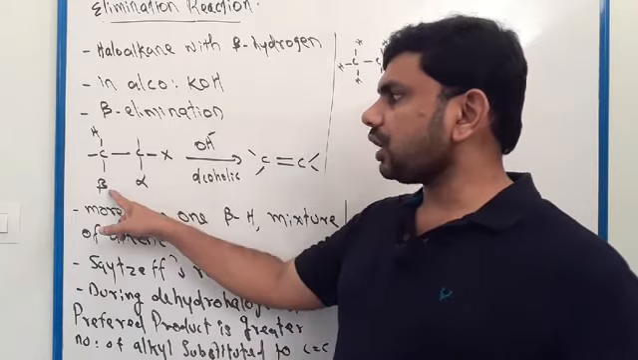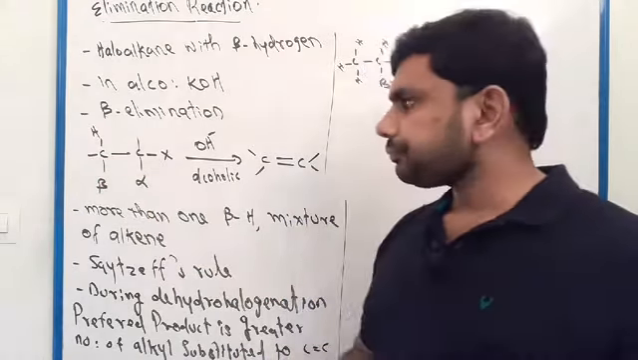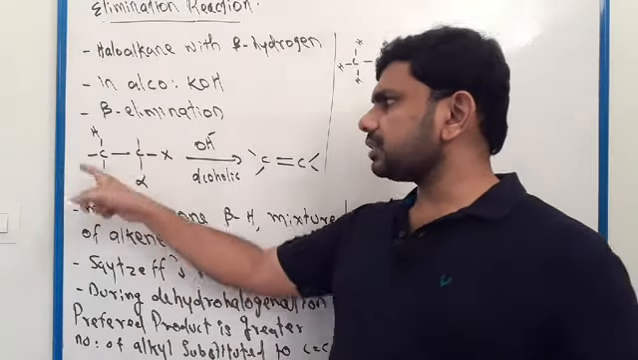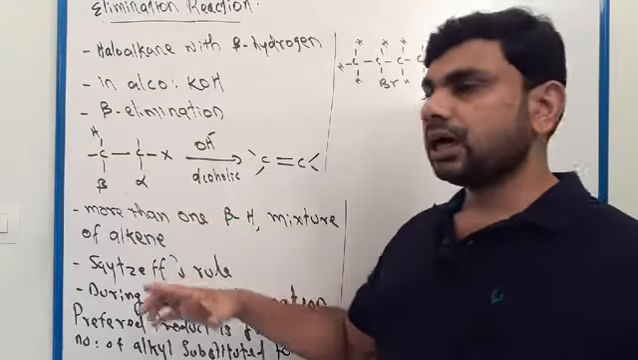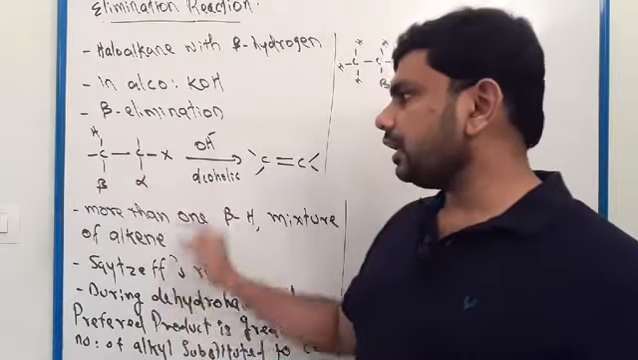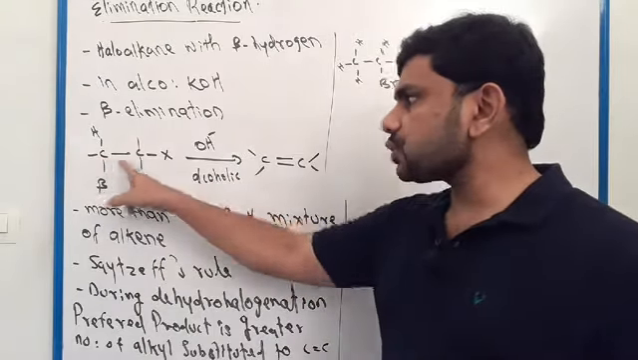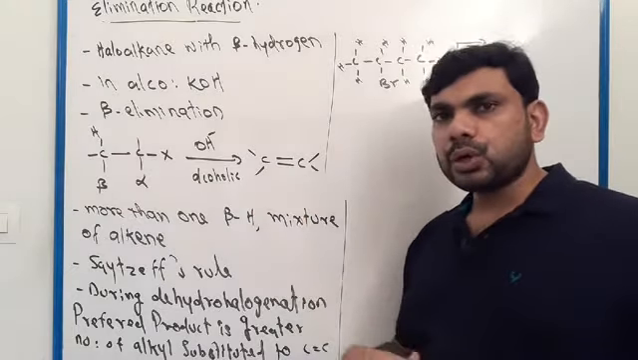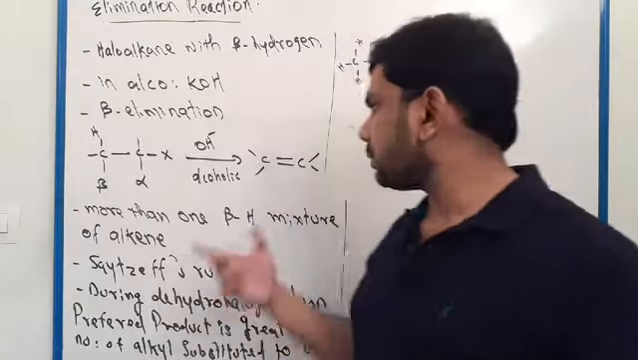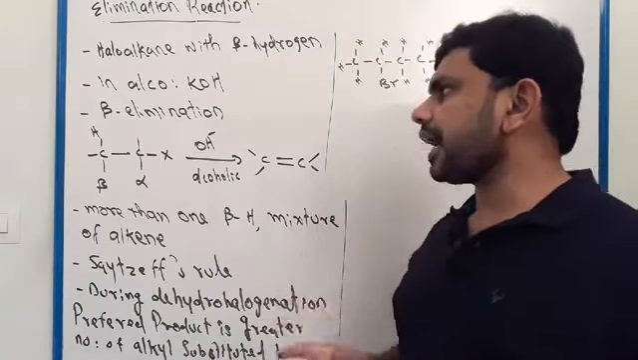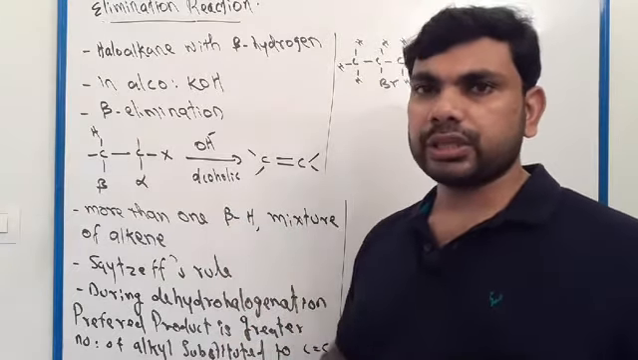This beta carbon contains hydrogen, CH3. There are 3 hydrogens here. One of these hydrogens and the halogen will be removed as hydrogen halide, HX, in the presence of alcoholic KOH. And between these 2 carbons there will be a double bond. So after the elimination reaction, the product is an alkene. This reaction takes place in the presence of alcoholic KOH.